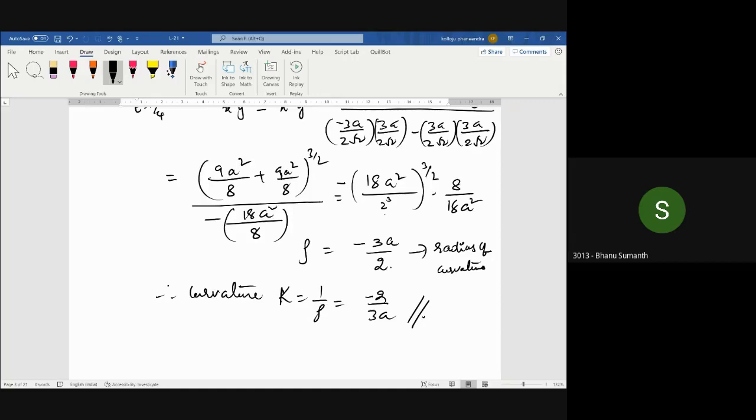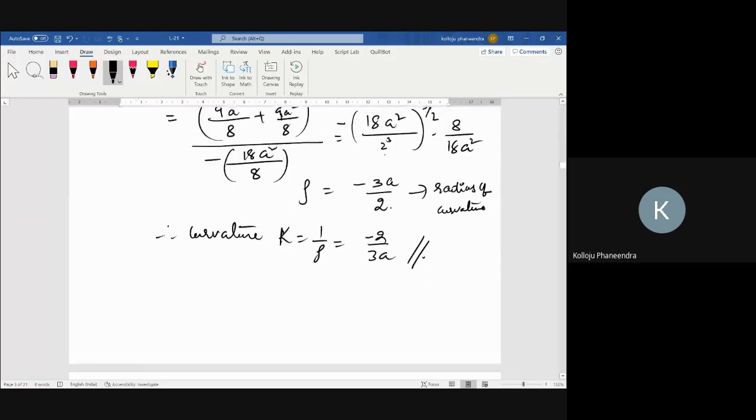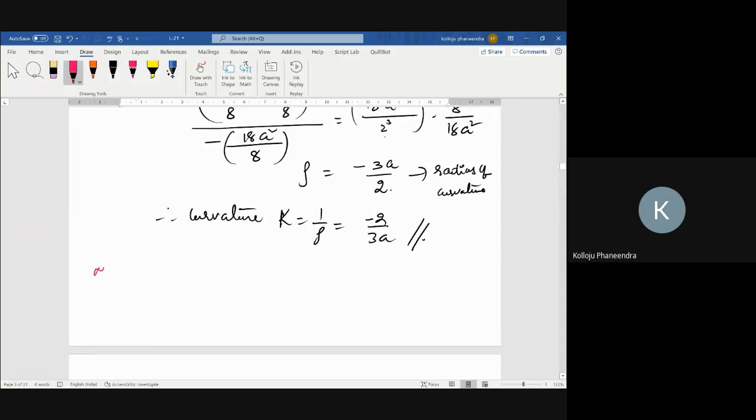Sir, what is the meaning of radius negative? Radius negative means it will be on the other side of theta. See, take this problem for example, just take a note, if I write r equal to a cos theta, right? In polar coordinates, this is the initial line, theta equal to zero, this is the pole, r equal to zero, and here this line is theta is pi and theta is pi by 2, like this.